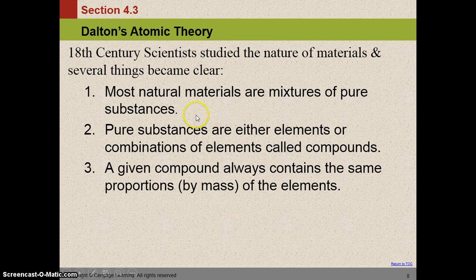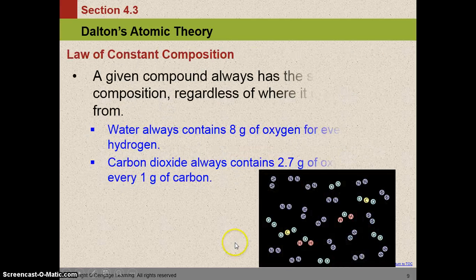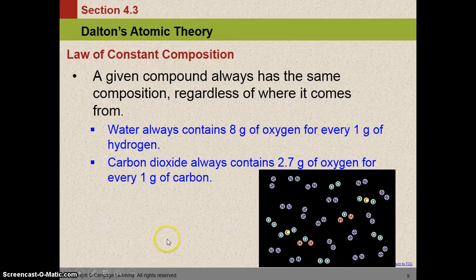in nature. They said that most natural materials were mixtures of pure substances. Pure substances were either elements or combinations of elements called compounds, and a given compound always contains the same proportion by mass of the element. This led to what is known as the law of constant composition, which says that a given compound always has the same composition regardless of where it comes from.